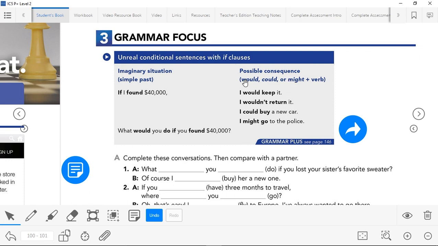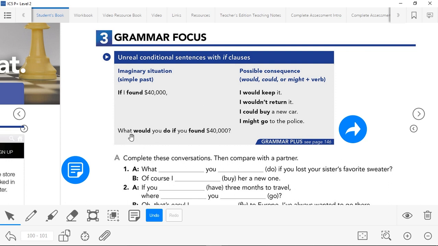So, what is the difference between would, could, or might? Well, would is something that you expect yourself that you would do. It's like, you knowing yourself, you would do this in this situation. Could is something that is possible for you to do, but it's not like you are completely sure that you're gonna do that. And might, it's something that you probably are going to do, okay? But they are really similar to each other. Basically, it's the imaginary situation and then the possible consequence.